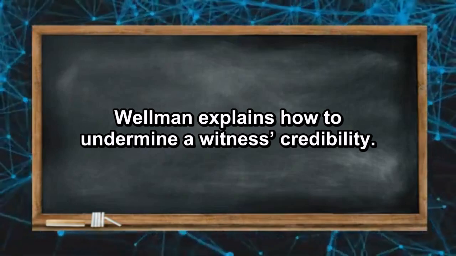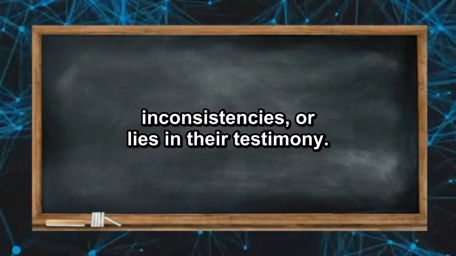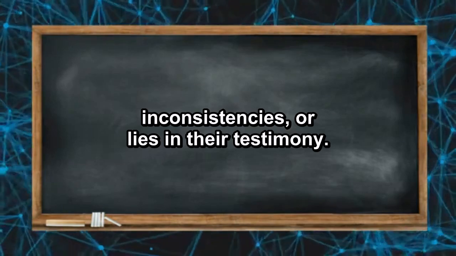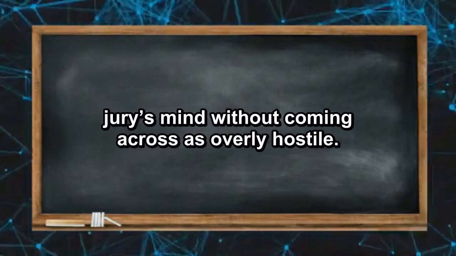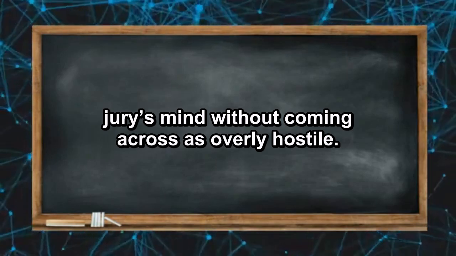Chapter 4, Cross-Examination to Discredit. Wellman explains how to undermine a witness's credibility. This includes exposing biases, inconsistencies, or lies in their testimony. He shares examples of how to subtly plant doubt in the jury's mind without coming across as overly hostile.